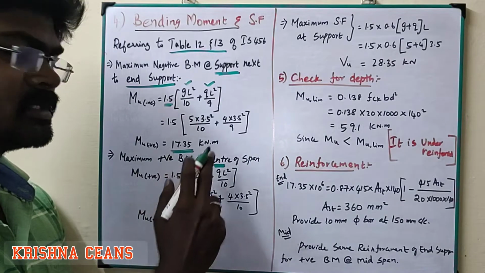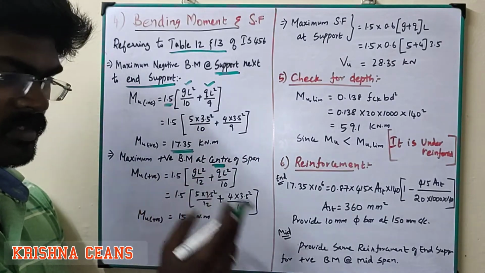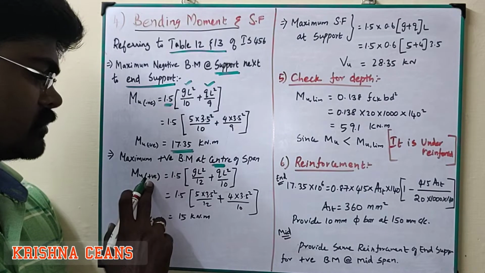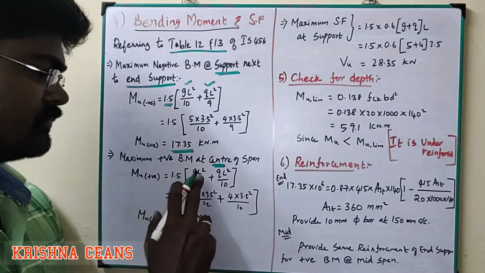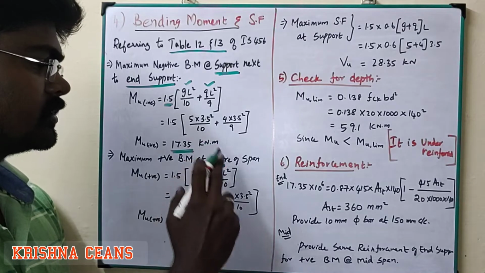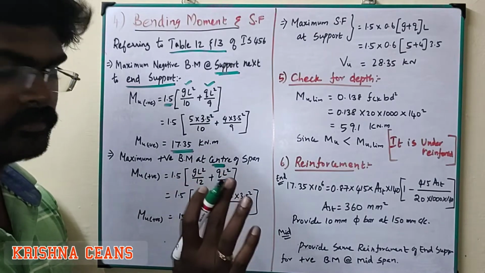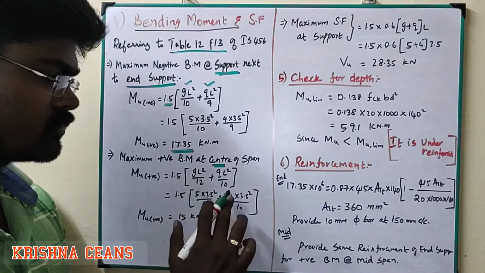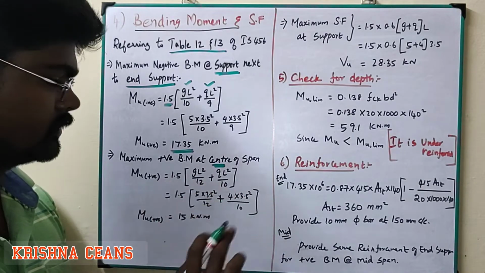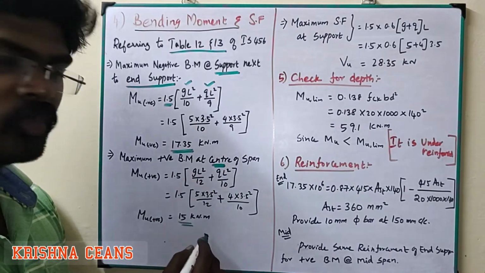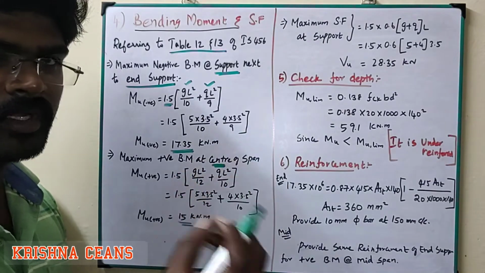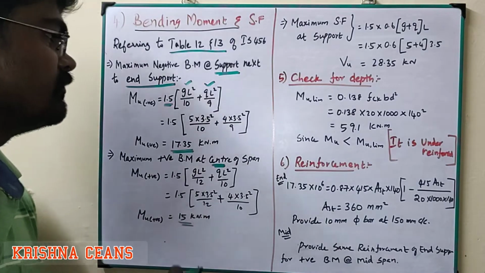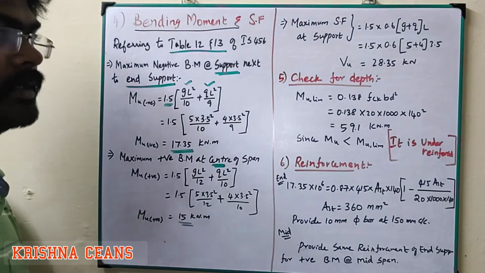Maximum positive bending moment at the center of the span. Since we are referring to table number 12 and 13, the maximum bending moment is 1.5 times GL square by 12 plus QL square by 10. So 1.5 times of 5 into 3.5 square by 12 plus 4 into 3.5 square by 10. So we will get 15 kilonewton meter. Almost only 1 to 2 kilonewton meter differs between the support and the mid.